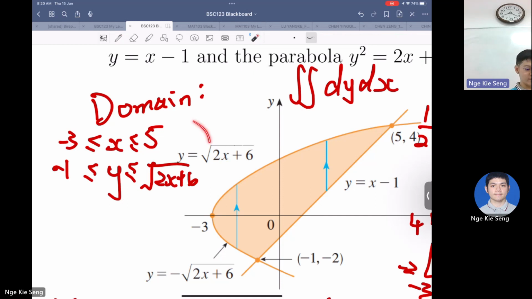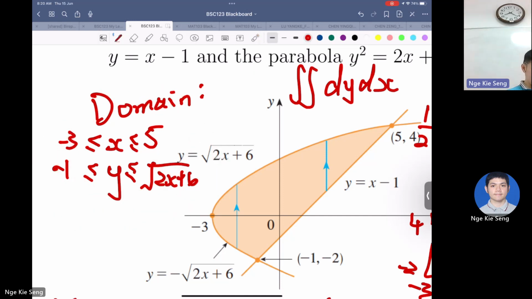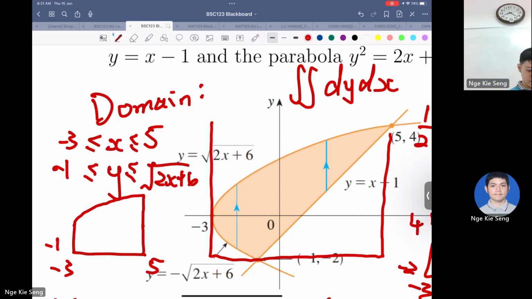Okay, so what's this here? Let me draw this shape for you. X is -3 to 5. And then you start with -1. And then you cover up to 0. And then above 0, you cover with this graph here. So you get some shape like this. Meaning you are calculating this thing here. So you cover extra stuff.